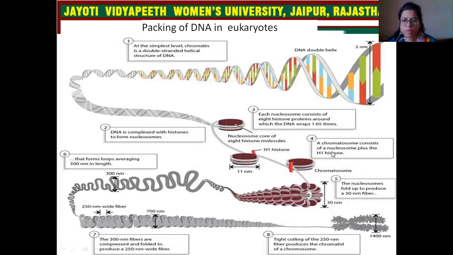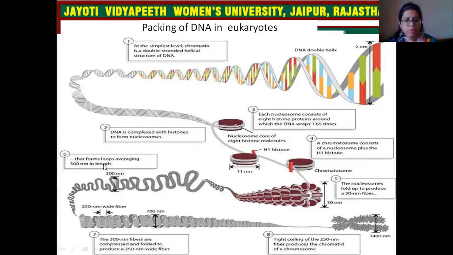Next is the chromatosome. It consists of a nucleosome plus the H1 histone, meaning one nucleosome along with the H1 histone protein. This structure is known as the chromatosome. In the fifth step, the nucleosomes fold up to produce a 30 nanometer fiber.